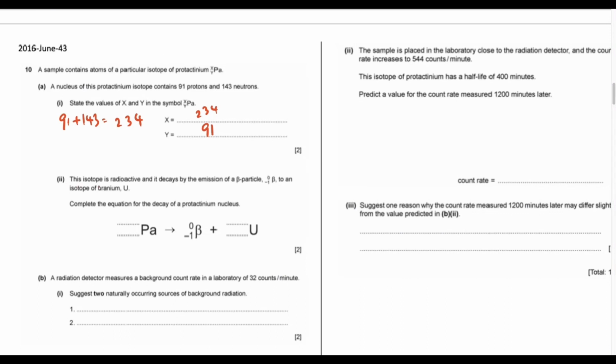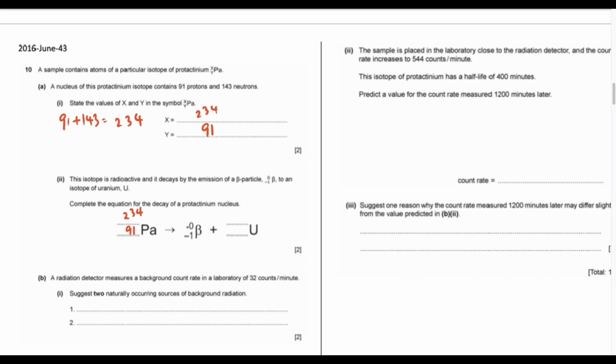Now we look at part 2. This isotope is radioactive and it decays by emission of beta particles, 0 minus 1 beta, to an isotope of uranium, U. Complete the equation for the decay of a protactinium nucleus. So as we can see here, nuclear number we have 2, 3, 4, and then proton number we have 91.